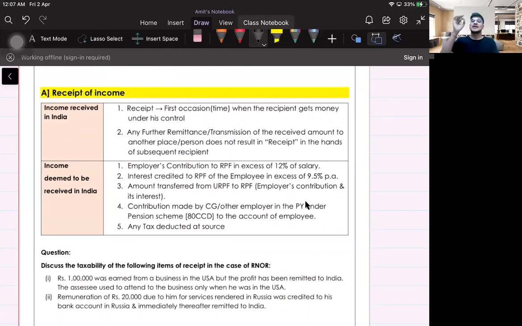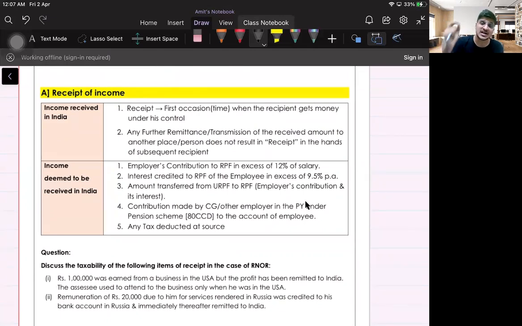Employer's contribution to recognized provident fund. Employer's contribution to whom? Recognized, not unrecognized. It is in recognized provident fund in excess of 12%. 12% hoga to no income because it is exempt. 12% of salary hoga to it is exempt. First is employer's contribution to RPF in excess of 12% of salary.